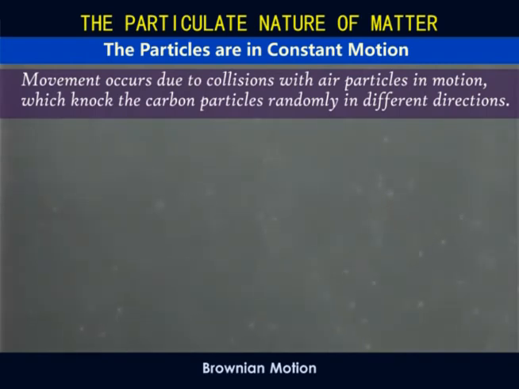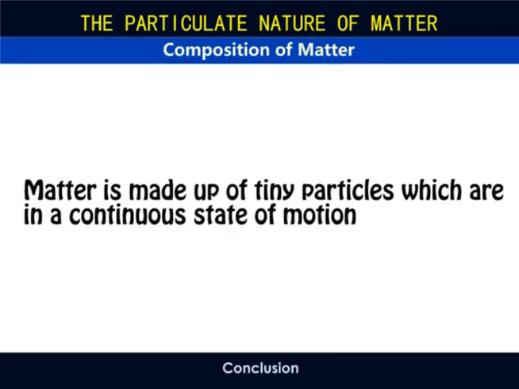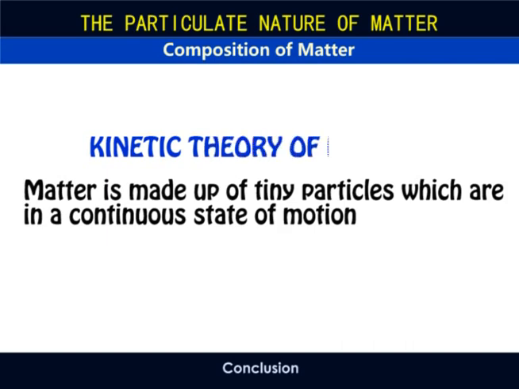And so in conclusion, we say that matter is made up of tiny particles which are in a continuous state of motion. This is called the kinetic theory of matter. So let's look at the arrangement of these particles in the three states of matter and see what makes them different.